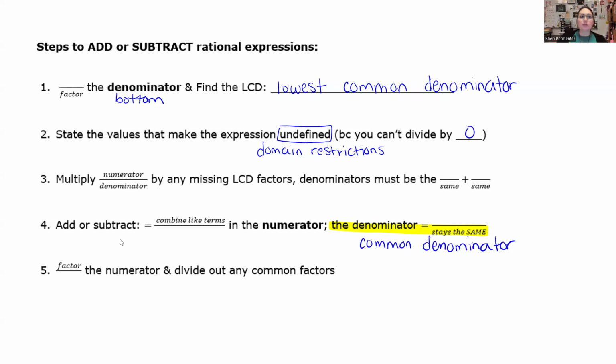And last, you will factor the numerator if possible. So let's go ahead and write that down. If possible. Sometimes things don't need to be factored or they can't factor. So if you can factor, factor. If you can't, you can't. And then last, we will divide out any common factors. Remember, when we divide out, we're canceling them. Any common factors divided become 1. So we cancel them out.